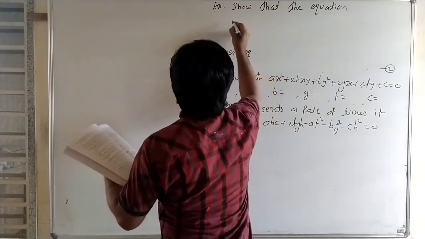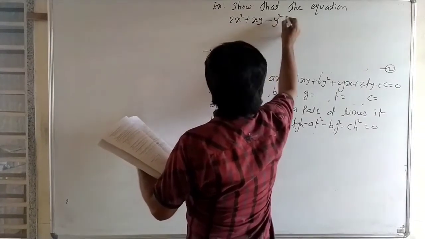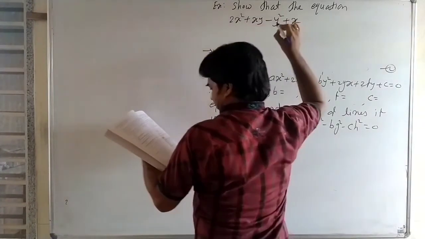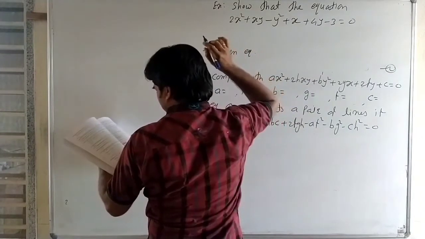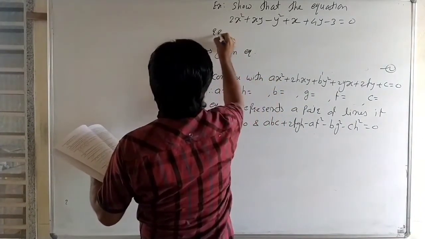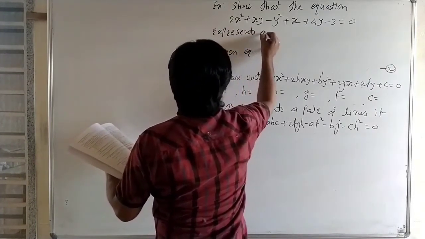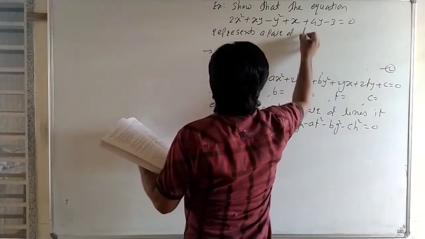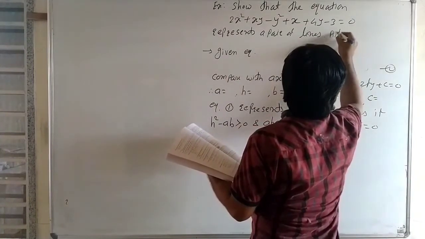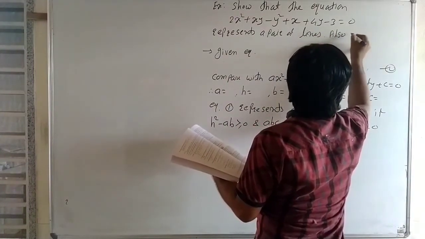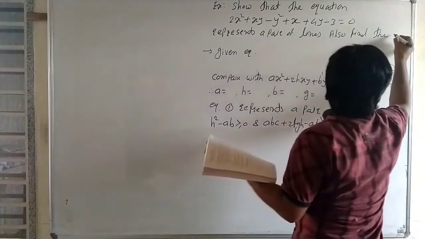So that the equation 2x square plus xy minus y square plus x plus 4y minus 3 equal to 0 represents a pair of lines. Also find the acute angle between them.